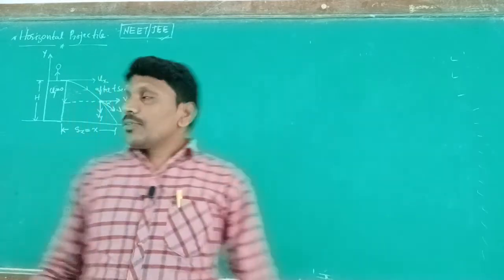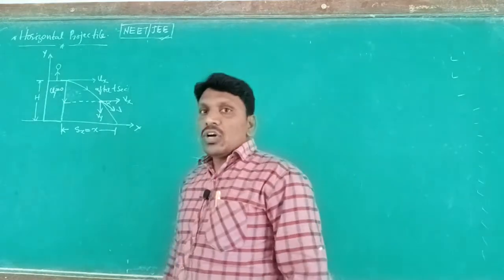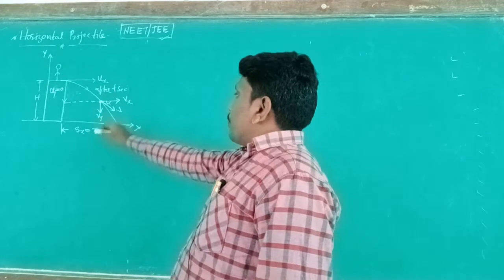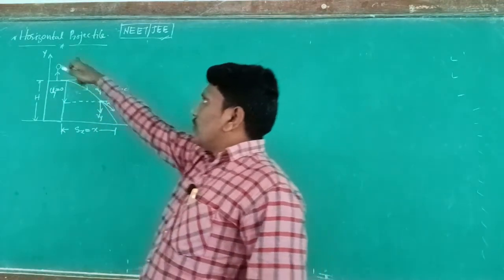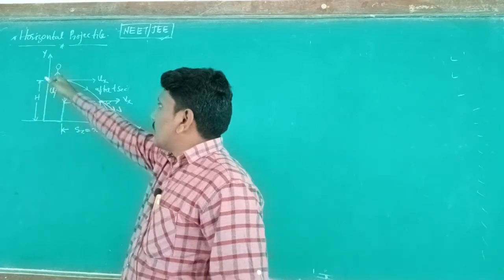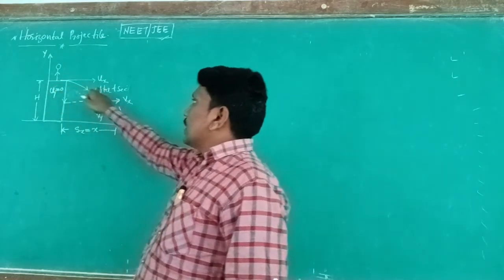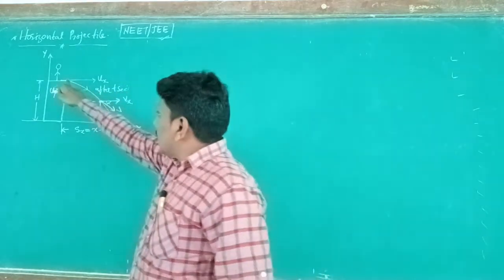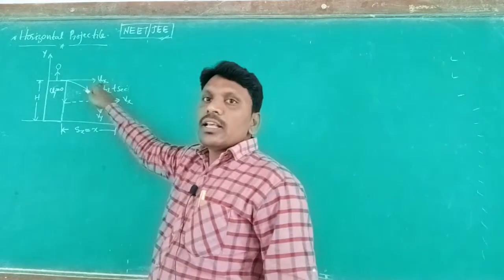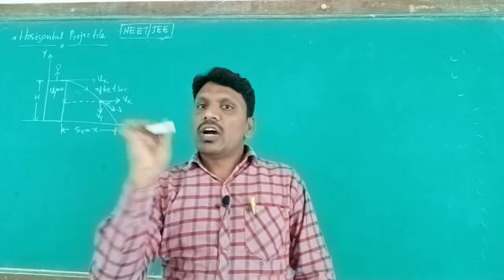If you see this diagram, we can simply understand the horizontal projectile. Let us see. There is an x-axis and y-axis. Let us consider there is a building. A person is throwing a ball or a stone along a horizontal axis. In this way, it only has ux. Nothing but a person is applying some force and throwing it horizontally.